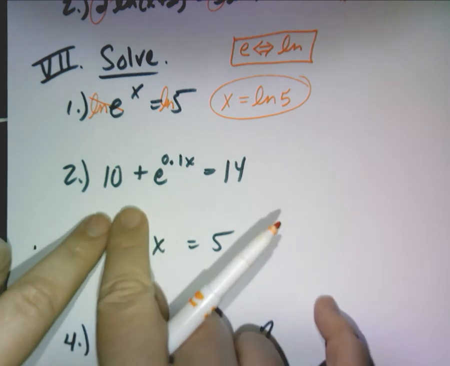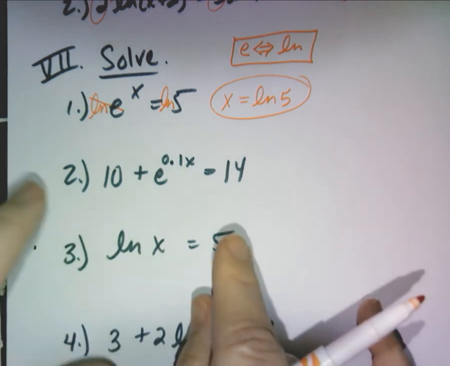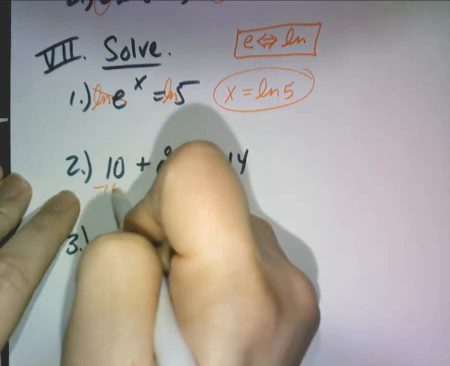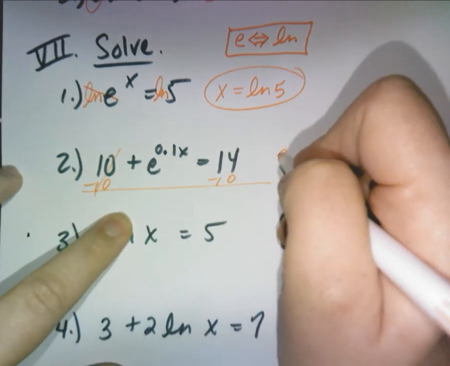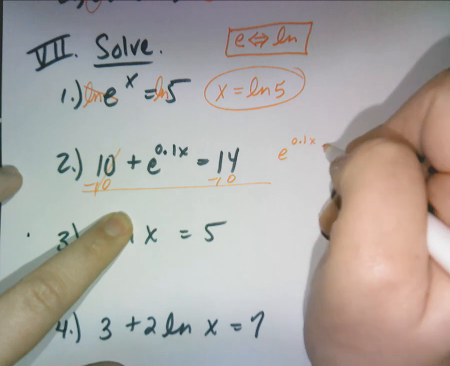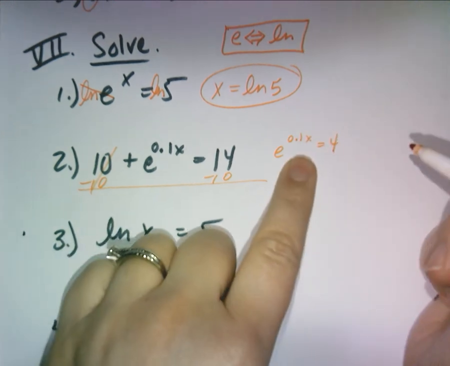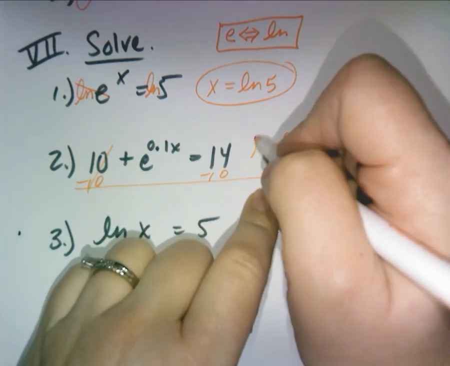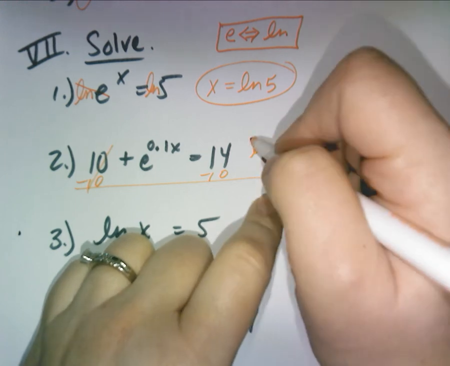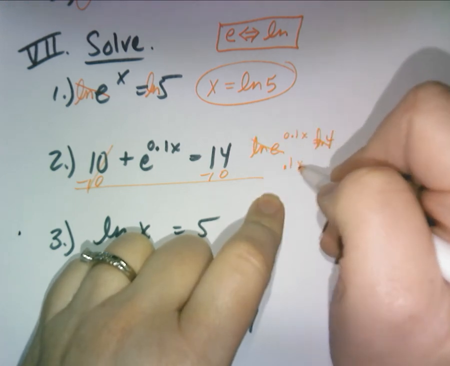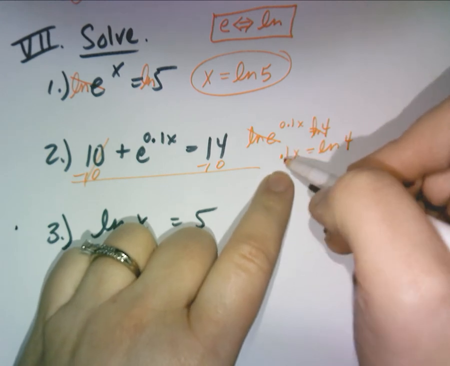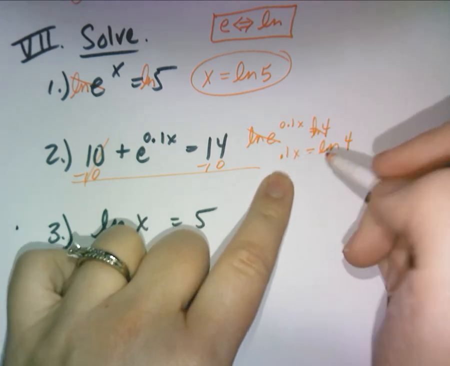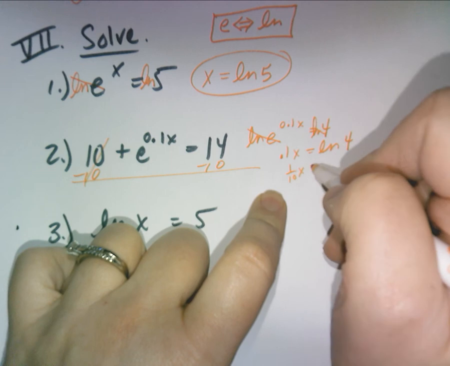All right, but what do you do on this one first? Don't do the ln yet. Yeah, subtract the 10. You want the e to be by itself. So you get, let me move it over here, e to the 0.1x equals 4. Now ln it. You get 0.1x equals ln 4. By the way, 0.1 is what fraction? Let's be even. So this is 1/10 x equals ln 4.